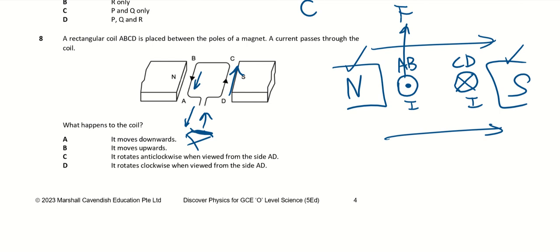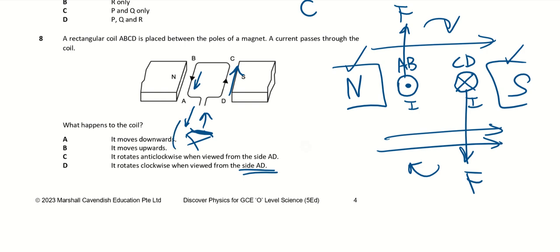Then for CD, because the current is changing direction but the external magnetic field is still left to right, the force is going this way. Therefore, it will be a clockwise moment. But they say when viewed from the side AD, that's where I place my eye. So the answer is D. Let me double confirm the answer.